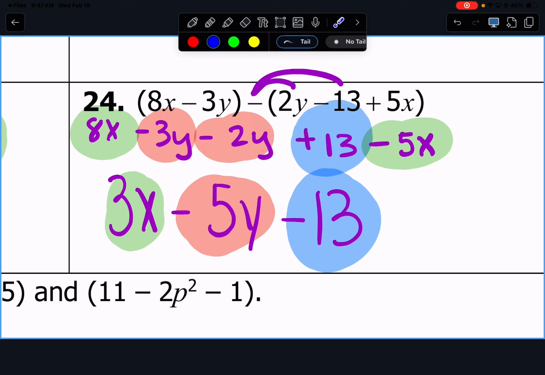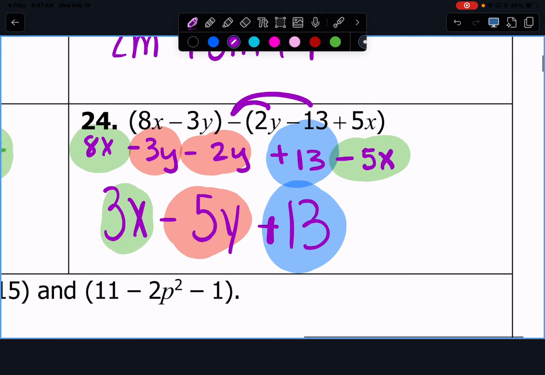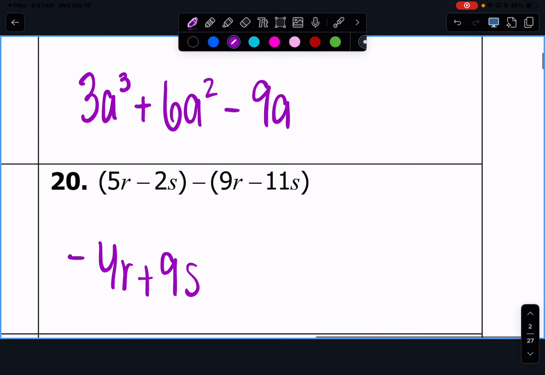Wait, so why is it plus 13? That is my bad. Okay, I did that. I was going to say, why is it negative 13? That was just my typo. All right. Which other one did I need to go back up to? 18.